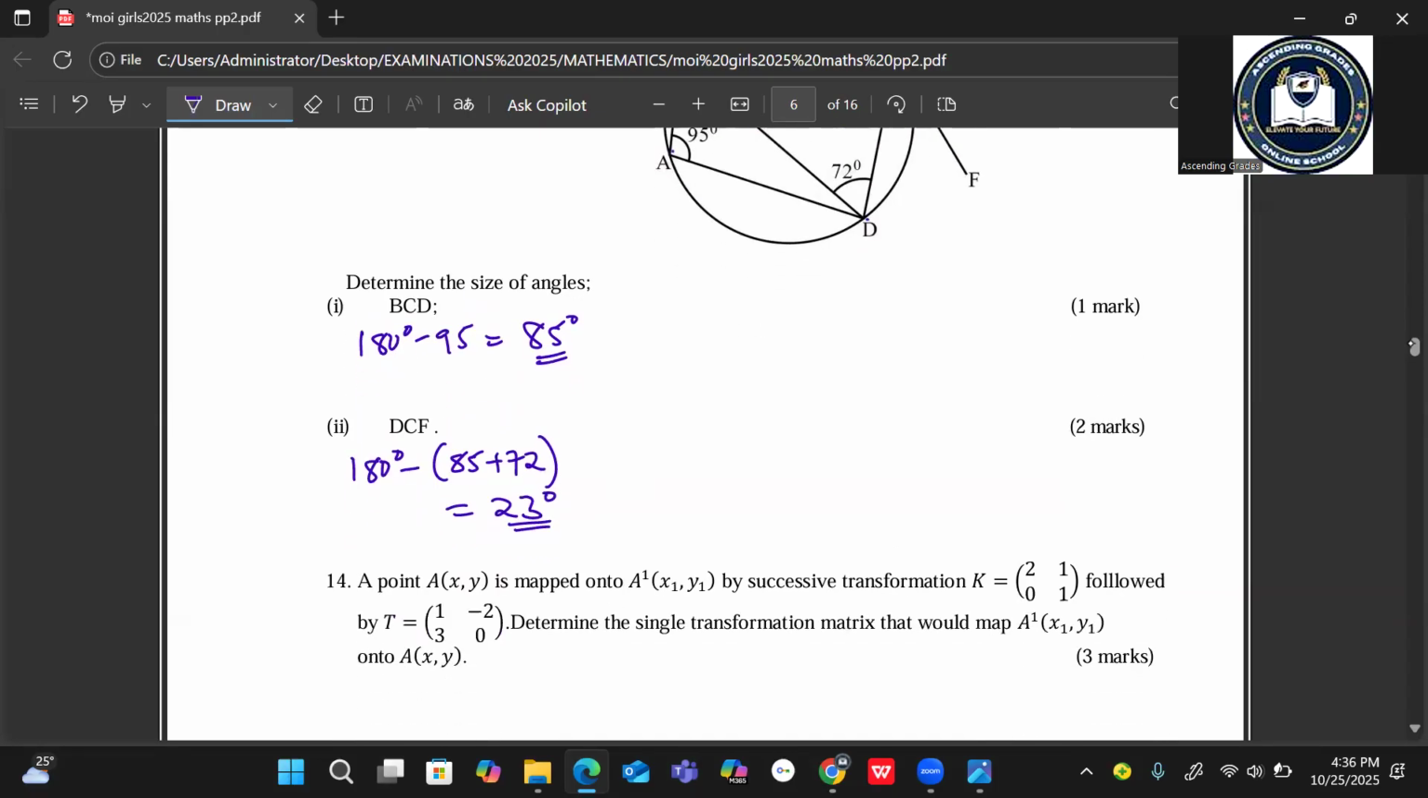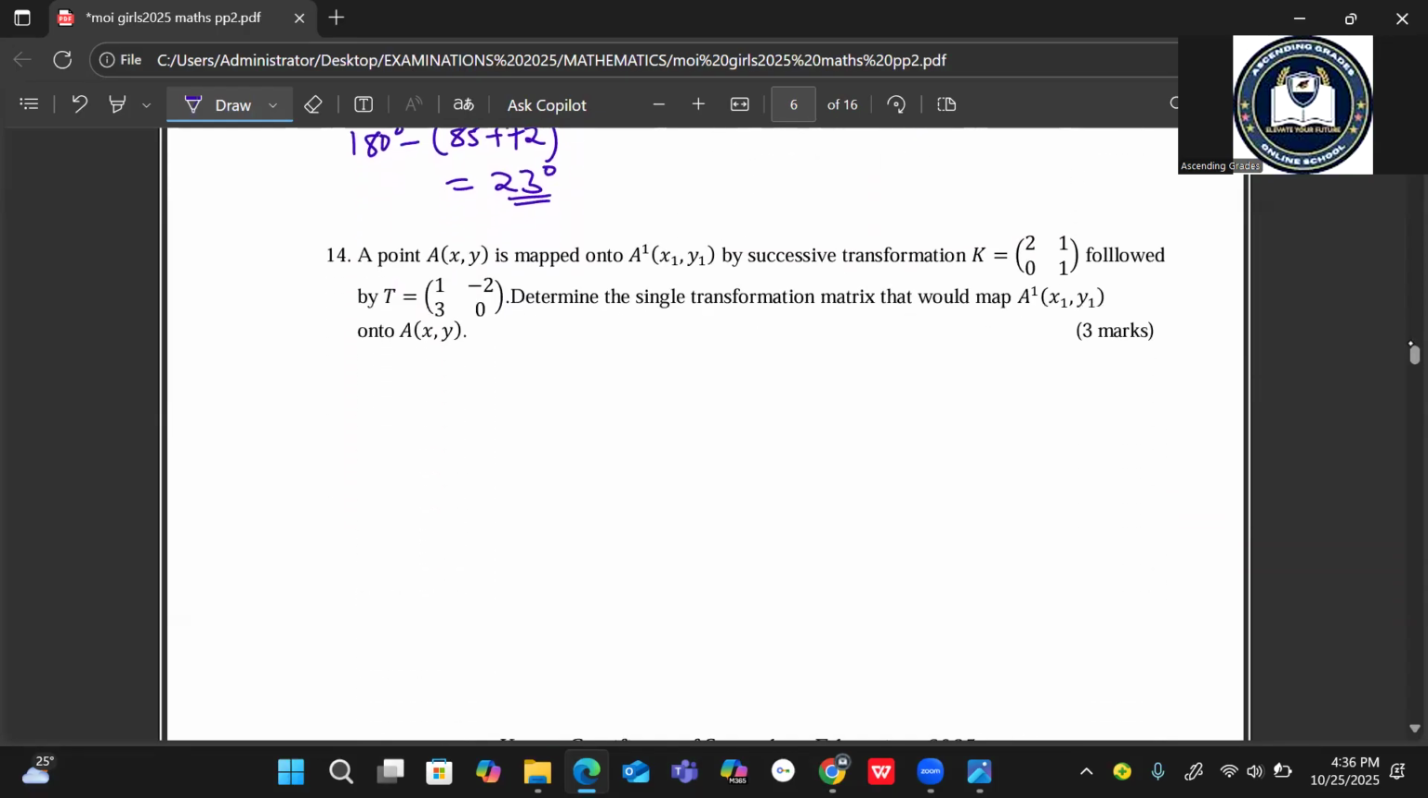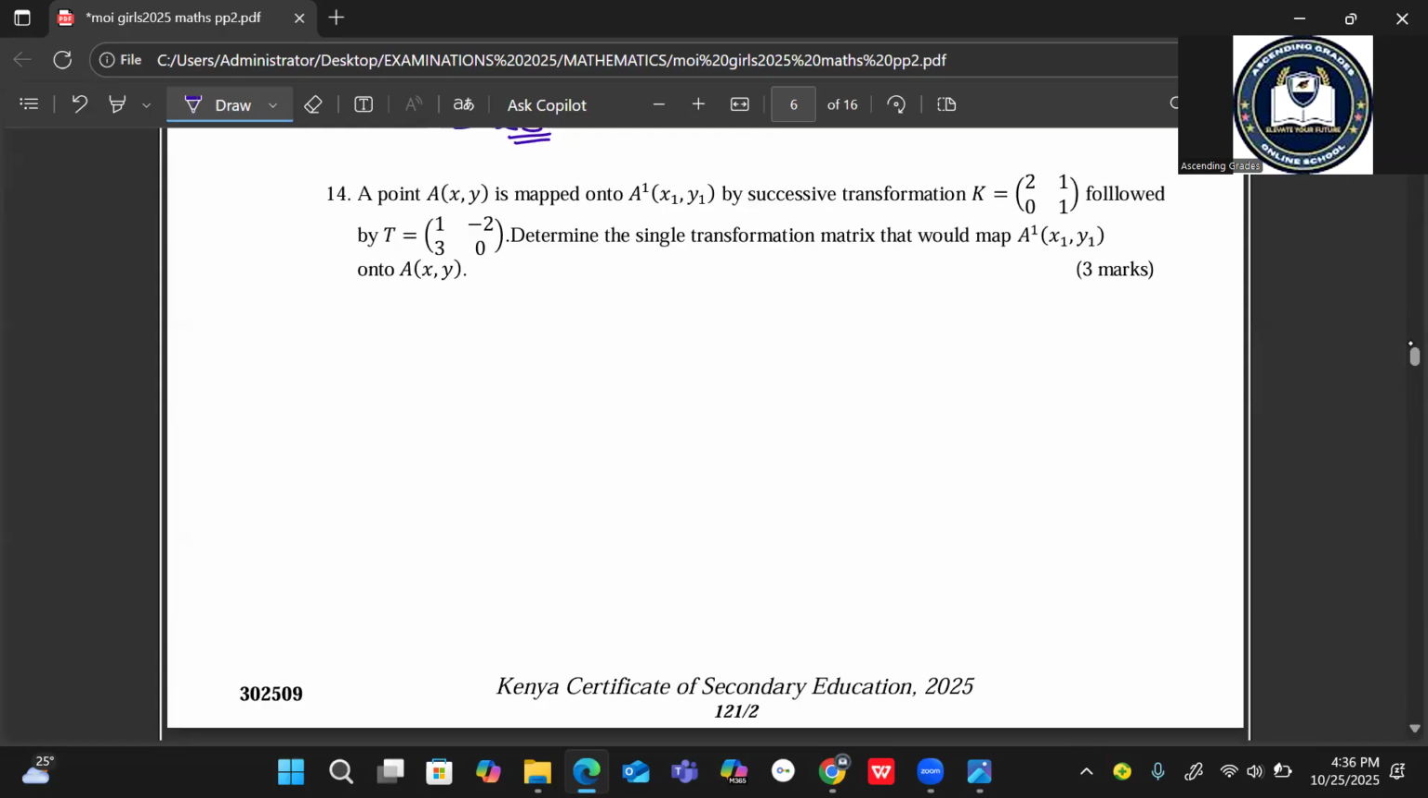Now question 14. A point A(x, y) is mapped onto A prime (x1, y1) by successive transformations K, which is the matrix 2 1 0 1, followed by T, which is 1 -2 3 0. Determine the single transformation matrix that will map A prime (x1, y1) onto A(x, y).